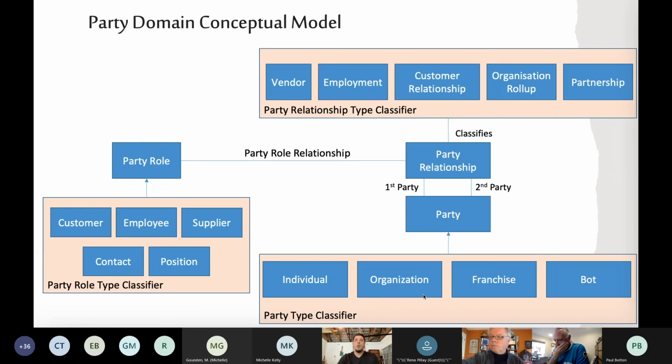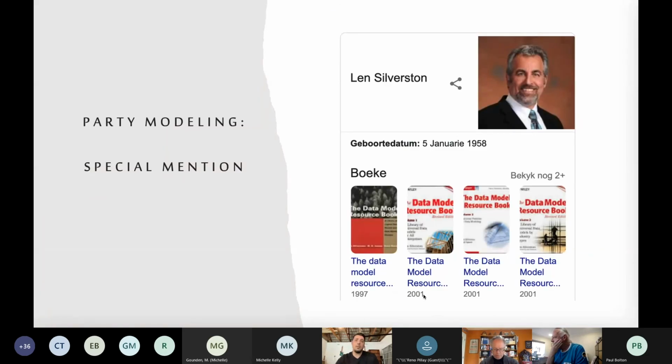Why I like to give Len Silverston a shout out is, in his books, the first book is about the generic ideas of party, product, service, etc. In the second book, he starts to apply that to certain industries. And in the meantime, he's developed a lot of the stuff that he didn't publish, but he makes it available if you deal with him. Howard, maybe at some point you can talk about this Reserve Bank experience.